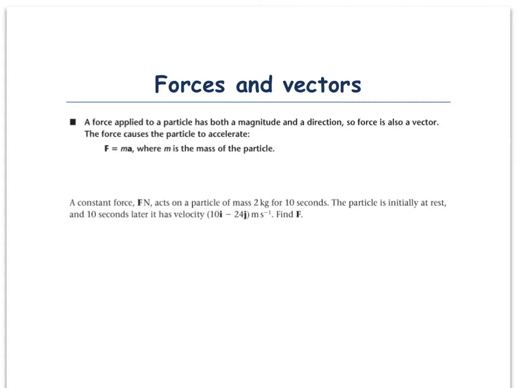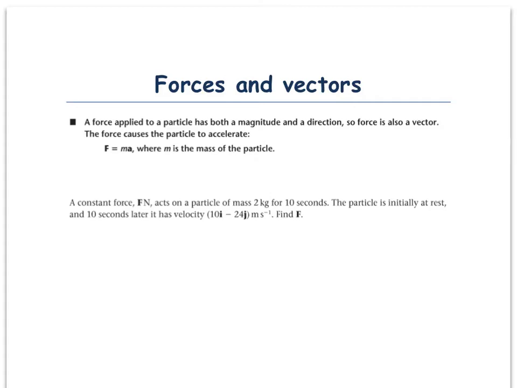A constant force F acts on a particle of mass 2 kilograms for 10 seconds. The particle is initially at rest, and 10 seconds later it has velocity 10i minus 24j ms^-1. Find F. Right, firstly, to use the equation F equals ma, we need to know what the acceleration is. We know the mass is 2 kilograms, but we need to find that acceleration.